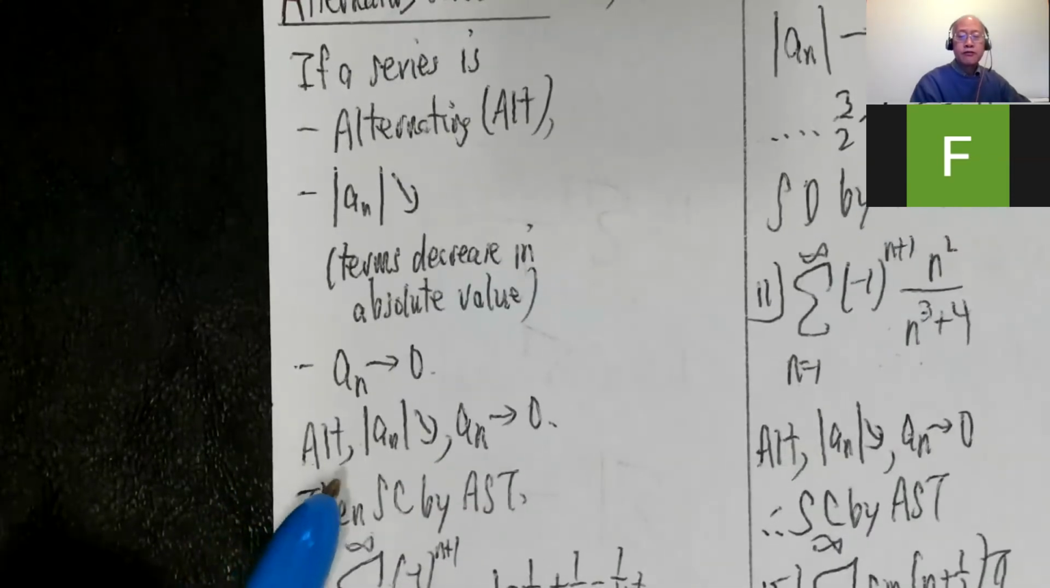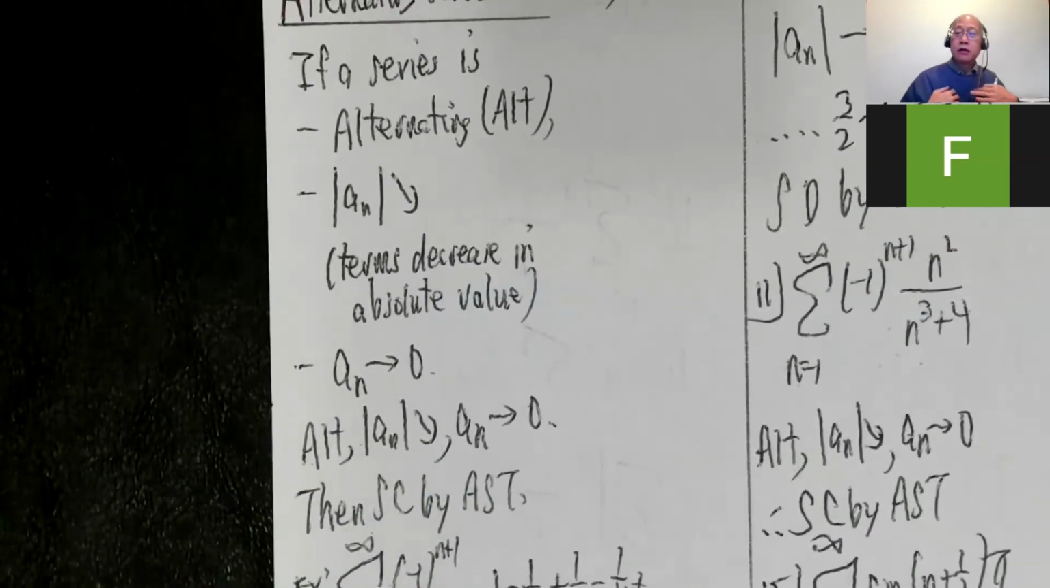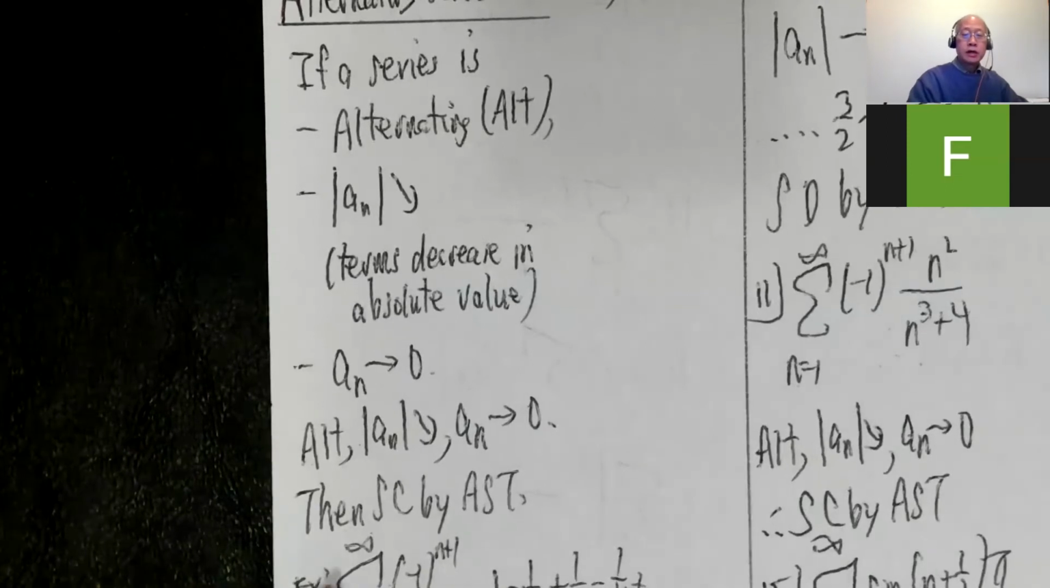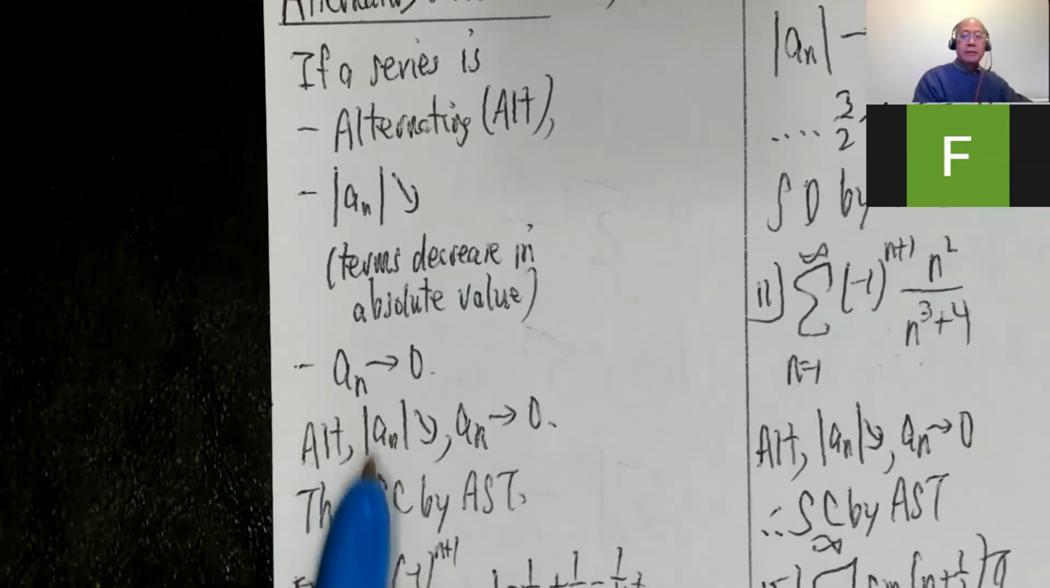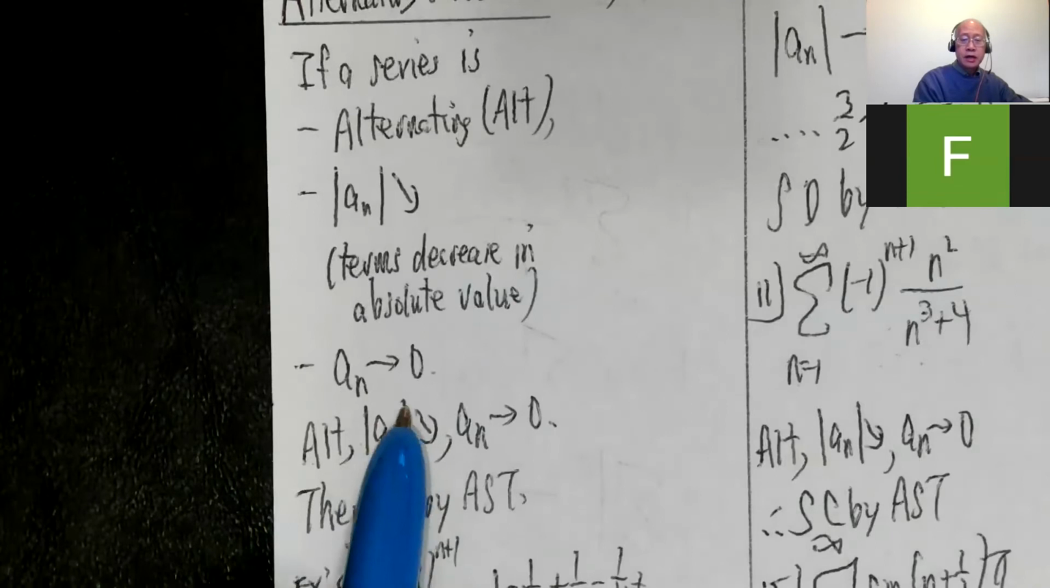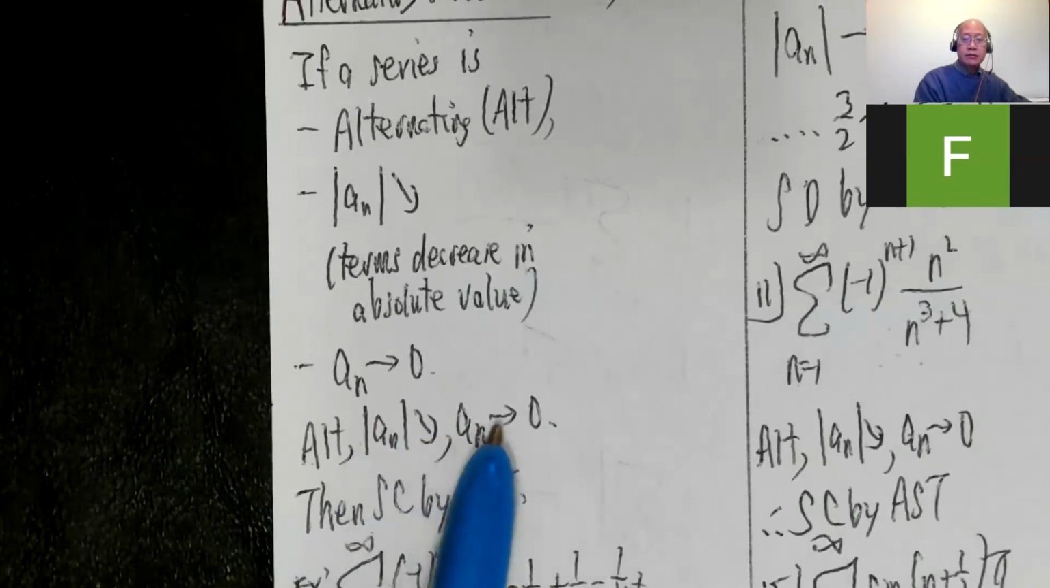So here's a shortcut for what you write for me on quiz, test, homework. Just write alt for alternating. Absolute value of A sub n is decreasing, arrow down means decreasing, and A sub n's approach 0. Then the series converges by the alternating series test.